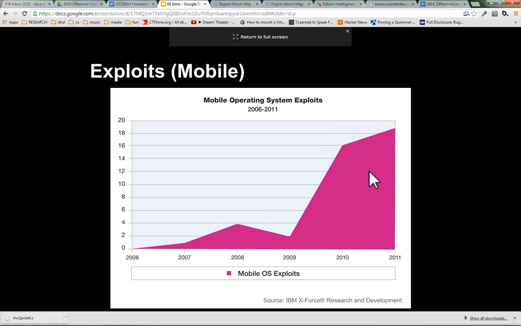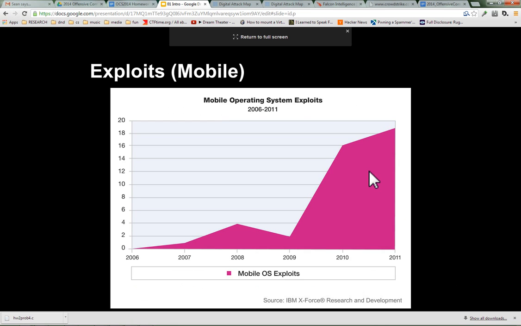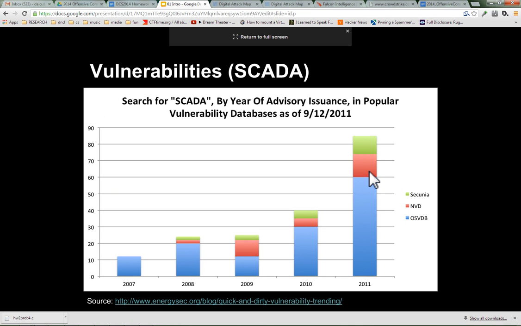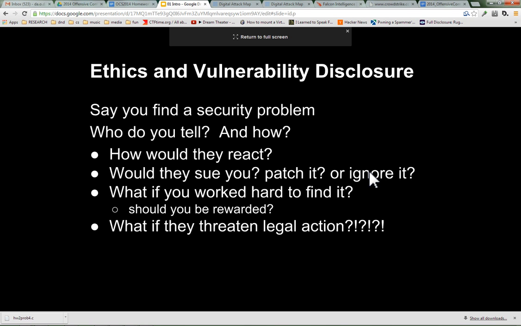Operating system exploits, the subset of vulnerabilities that actually get exploited, are on the rise. And some of those are balled into jailbreaks. Critical infrastructure is very much on the rise, and that's my research area. It's scary stuff. And total vulnerabilities in general being disclosed is generally on the rise as well, although you might argue it's tapering off just by that graph.